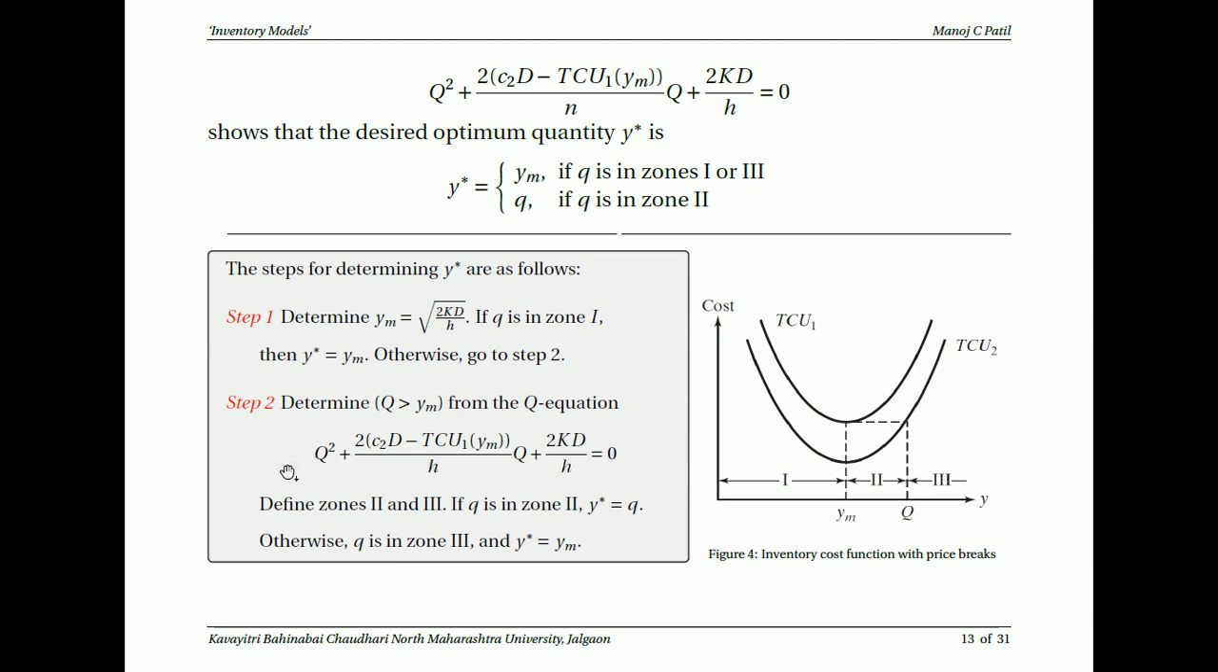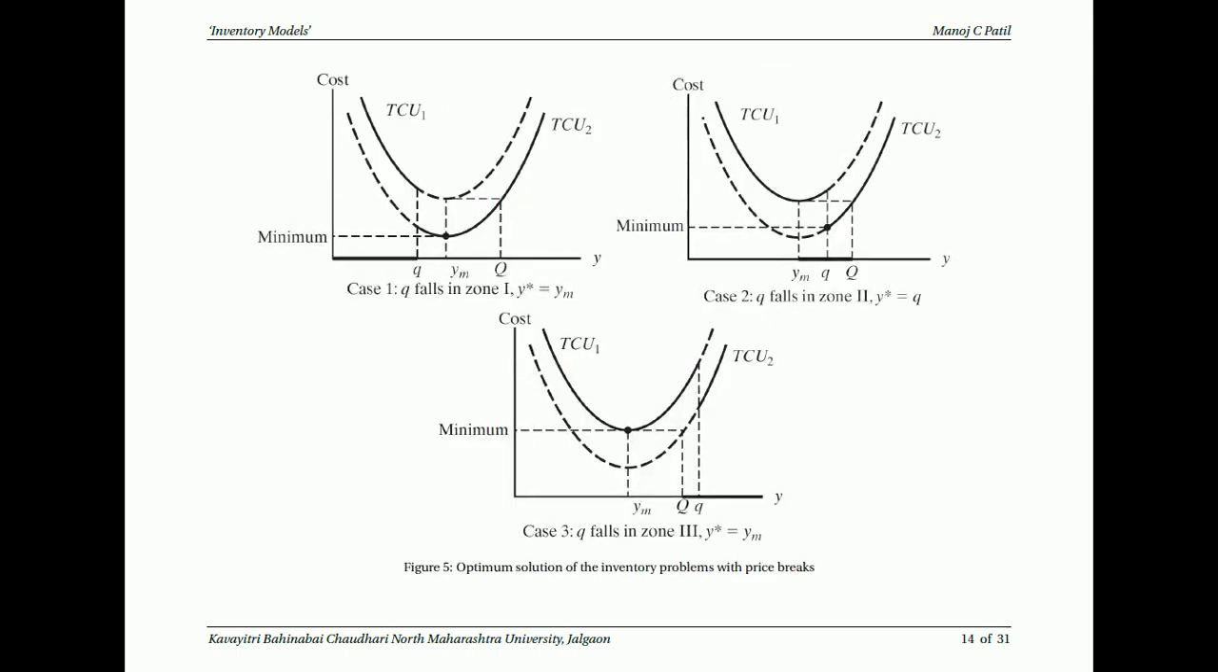Define zone 2 and zone 3. If small q is in zone 2, that is in between Ym and Q, then Y star is equal to q. Otherwise q is in zone 3, then Y star is equal to Ym, which means for zone 1 and zone 3 it is Ym, and in between Ym and Q it is q. That is the EOQ for the price break. These are the graphs which we have already discussed.